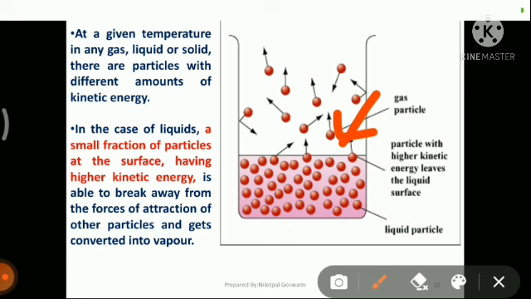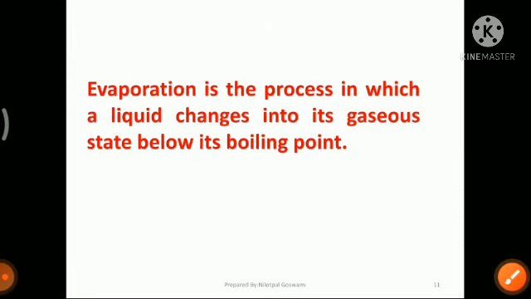Generally the liquid does not attain its boiling point even though some particles are changing from the liquid state to the gaseous state. The whole of the liquid does not boil. That is what evaporation actually means. Evaporation is the process in which a liquid changes into the gaseous state below its boiling point. The liquid does not reach the temperature at which it boils.